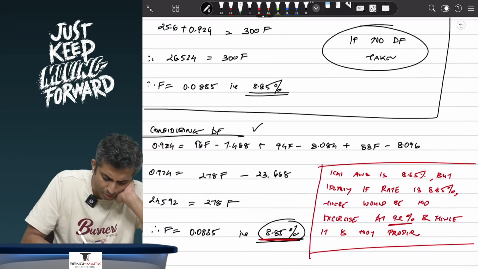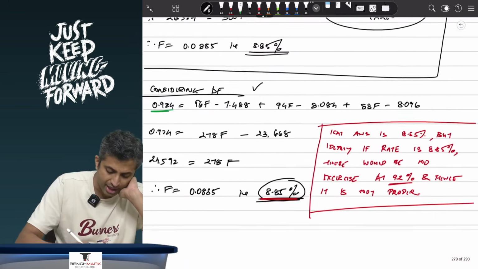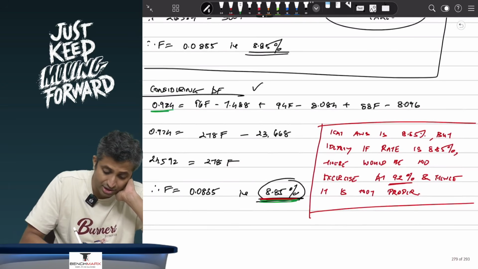Now if I were to formulate this as an equation here, considering the discount factor, that is more appropriate. If I formulate this as an equation, the premium will be the present value of all of these cash flows which are there in the table, and hence the F comes to 8.85% ultimately.